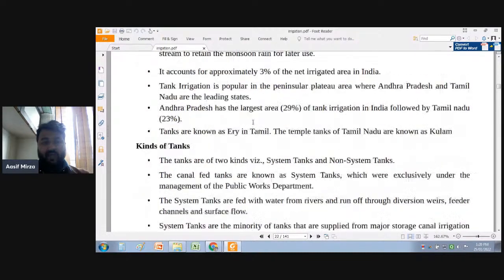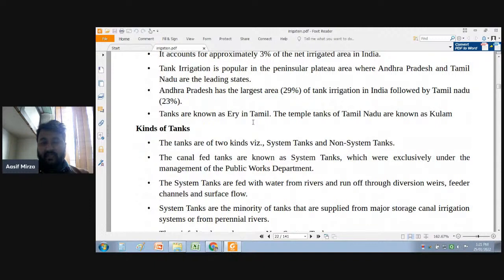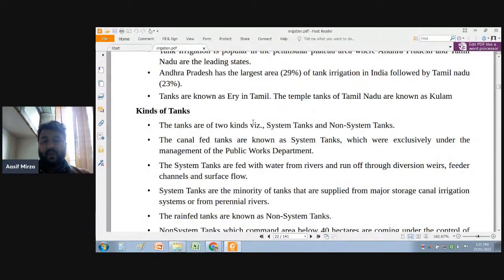Now, what are the kinds of tanks? The tanks are of two kinds, that is the system tanks and non-system tanks. The canal fed tanks are known as system tanks, and these were exclusively under the management of the Public Works Department. So PWD handles all these canal fed tanks. These are called system tanks.